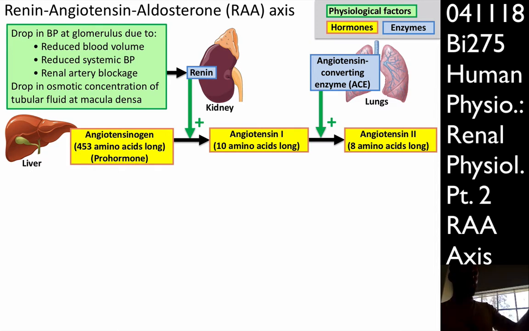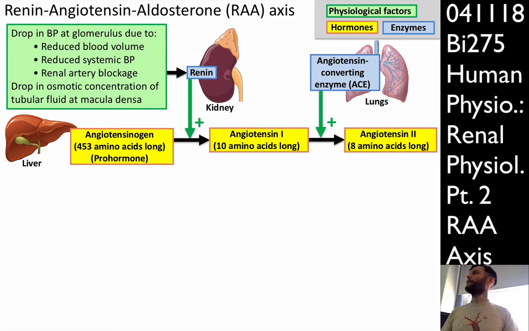Trypsin is a protease that cleaves up other proteins, and trypsinogen is the inactive form, the precursor to it, that's going to get activated by something. In fact, it activates itself. All right, so angiotensinogen is produced by the liver, and it's a pretty long peptide. It's 453 amino acids long, comparatively long to the functional bit.